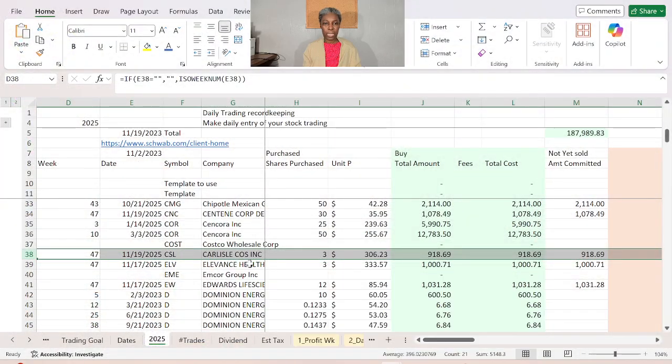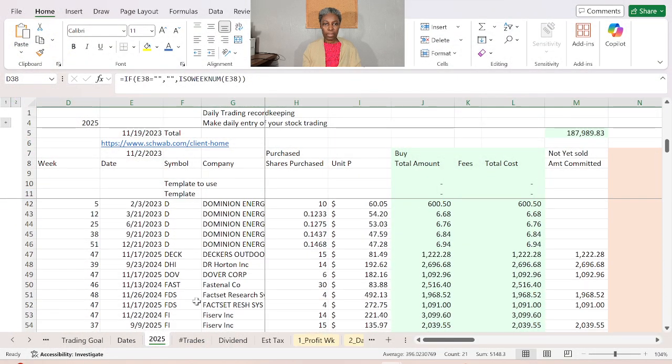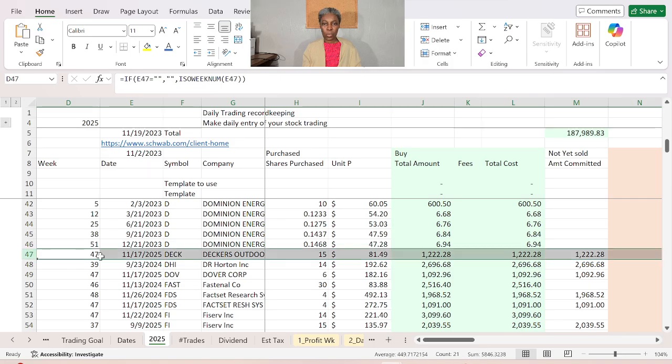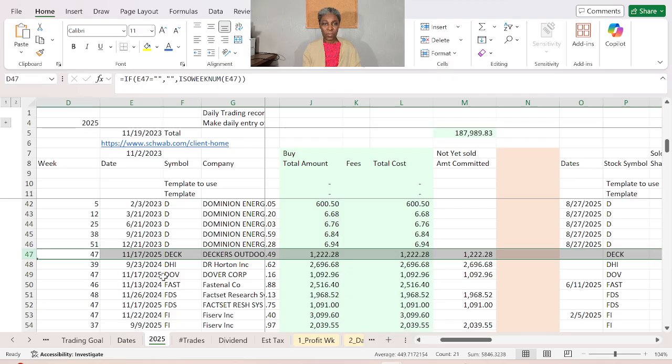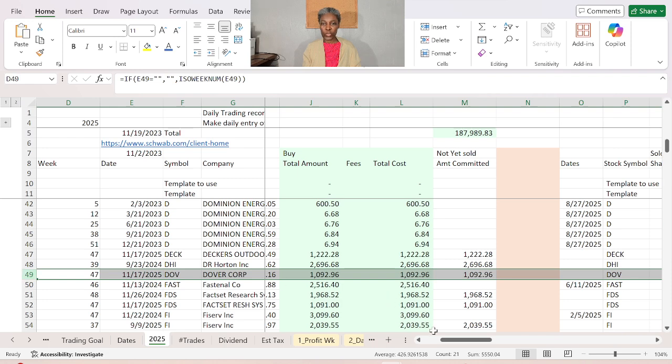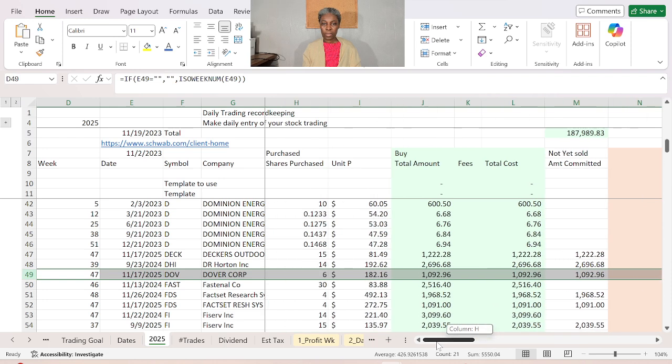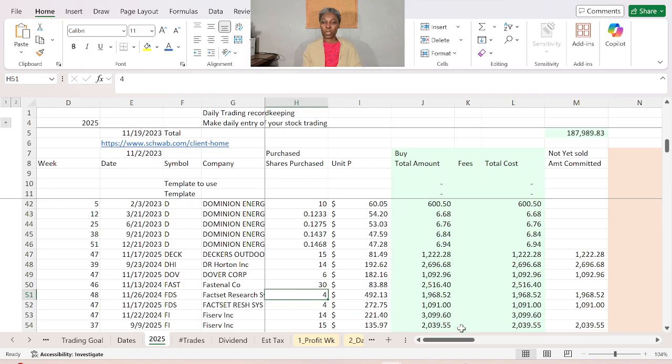Now DECK, let's see DECK. Okay, we purchased it on the 17th as well for $81. We got 15 shares and I have not sold it yet, and I think DOV is the next one, right? Again, the same day we purchased it, have not sold it yet, and we purchased it for $182 and we purchased 6 shares. So if you are starting out, you can just buy 1 share of those and stretch your capital that way, and that way you can have money to have the chance to buy other stocks while you are saving more to add to your brokerage account.